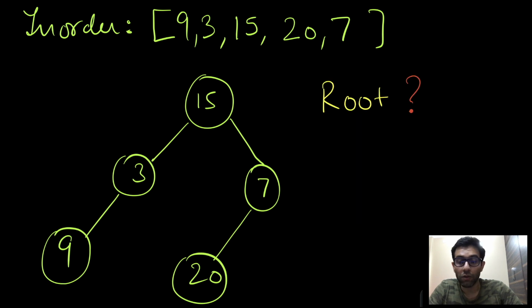Why? Because we don't know the root. We don't know whether 3 is the root or 15 is the root, or there could be other possibilities as well for the same tree.